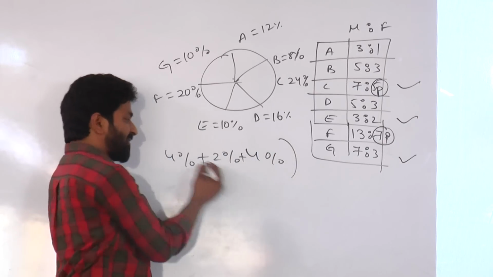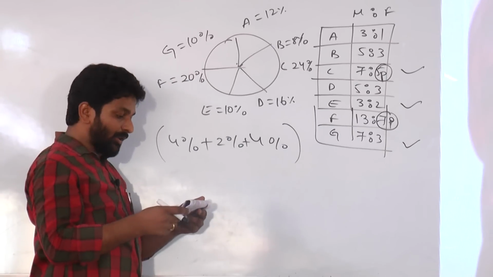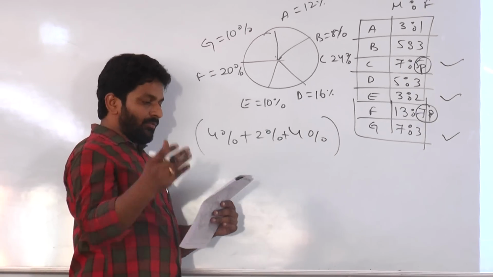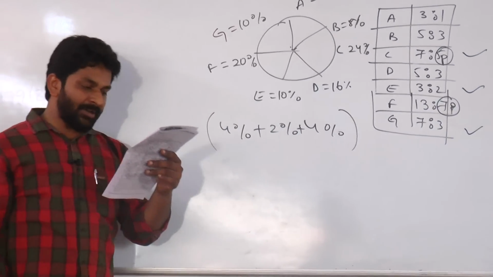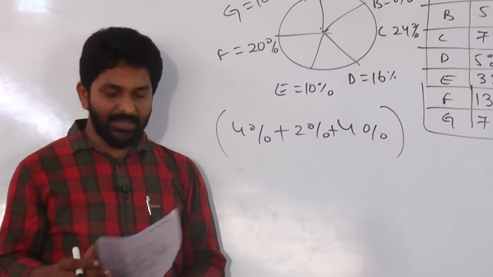So total difference 10%. 10% of total. What is total value given in the question? 40,000. Out of 40,000, 10% is 4,000. Okay. Next, any other question?